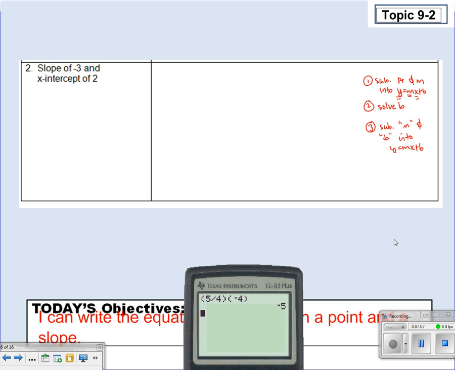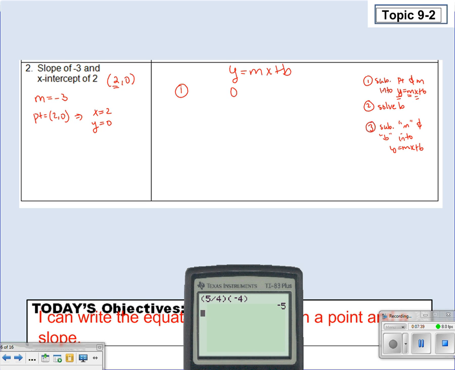So let's start off with the information that's given. Our given is our slope is -3. And if I have an x-intercept of 2, that can be written as (2, 0), because x is the intercept that's given. So the point we have is (2, 0), which tells us our x is equal to 2 and our y is equal to 0. So now we're going to take our equation y equals mx plus b and do our first step of substituting our point and our m into that equation.